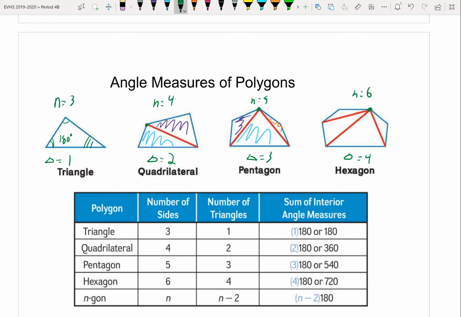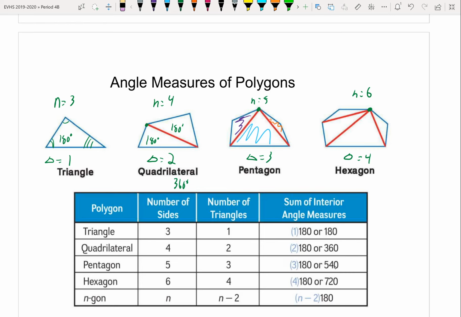Now, what does that do for me? Well, I was talking about finding the sums of the interior angles. Well, this one triangle we know has 180 degrees in it. We also know that this triangle on the bottom has 180 degrees, and that triangle has 180 degrees. If I add up 180 plus 180, that means that a quadrilateral will have 360 degrees in it. I could do the exact same thing on this one. 180 plus 180 plus 180 is 540.